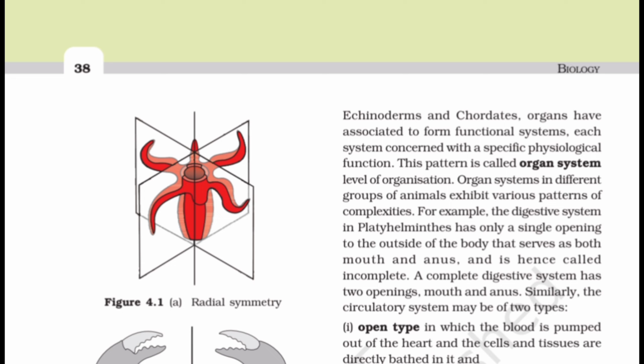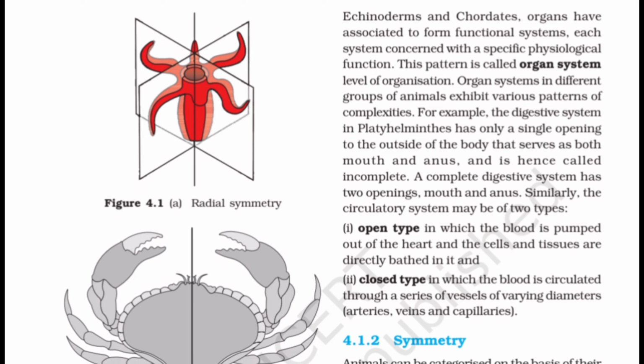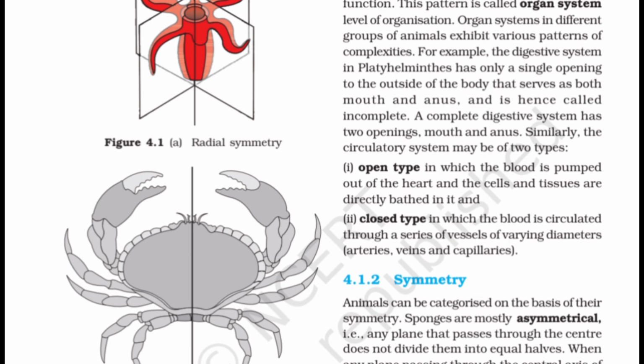For example, the digestive system in Platyhelminthes has only a single opening to the outside of the body that serves as both mouth and anus, and is hence called incomplete. A complete digestive system has two openings, mouth and anus. Similarly, the circulatory system may be of two types. One is open type, in which the blood is pumped out of the heart and the cells and tissues are directly bathed in it. And the second one is closed type, in which the blood is circulated through a series of vessels of varying diameters, arteries, veins, and capillaries.